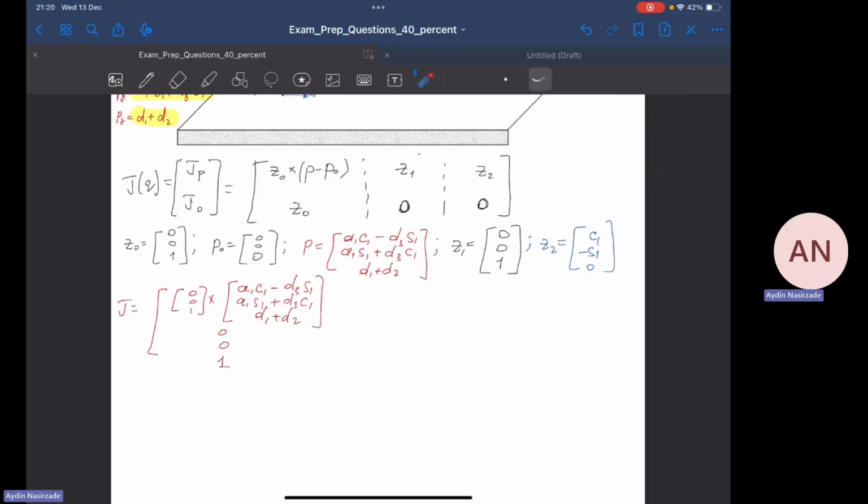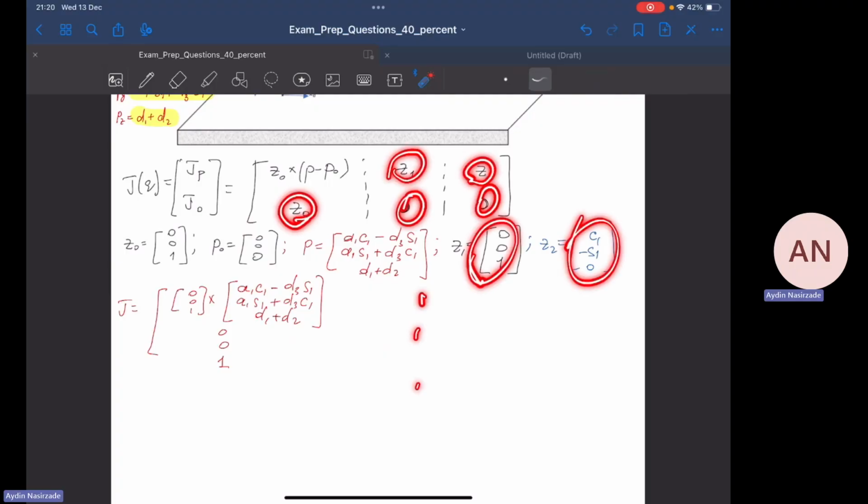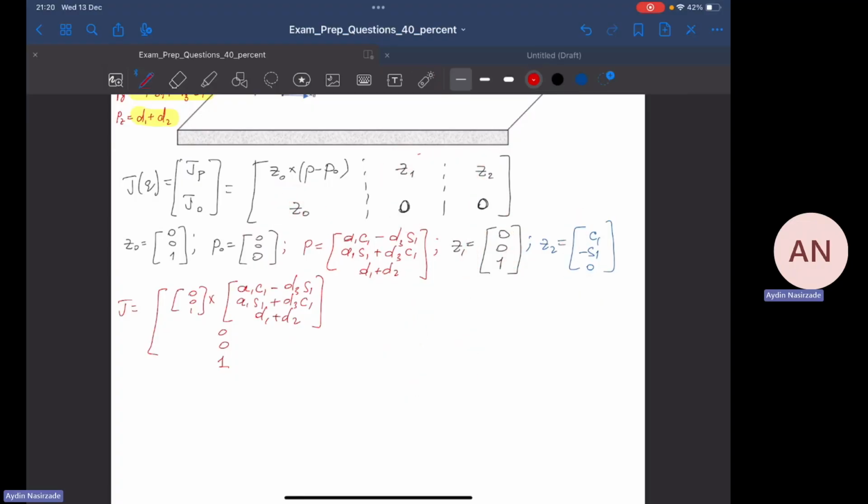Z1, what is Z1? This is Z1. What is Z2? This is Z2. And what are these zeros? 0, 0, 0, 0, 0, 0. Okay, let's write them down. 0, 0, 1, 0, 0, 0. Again, cosine theta 1, minus sine theta 1, 0, 0, 0, 0. Now this is your Jacobian matrix. This is your Jacobian matrix, okay?